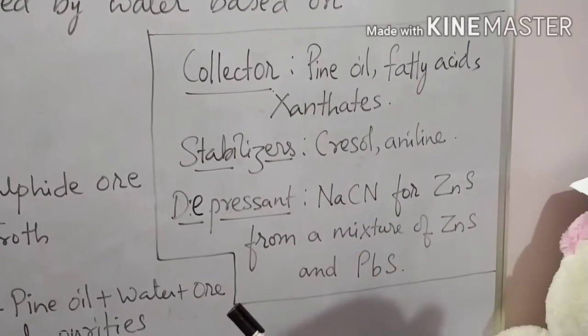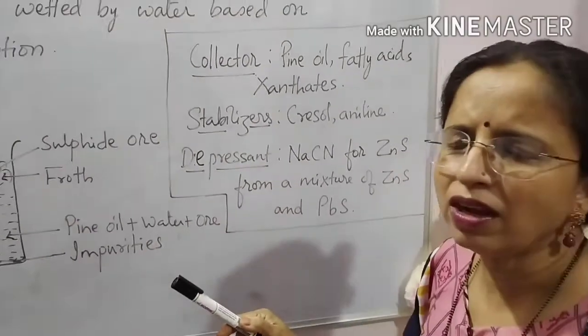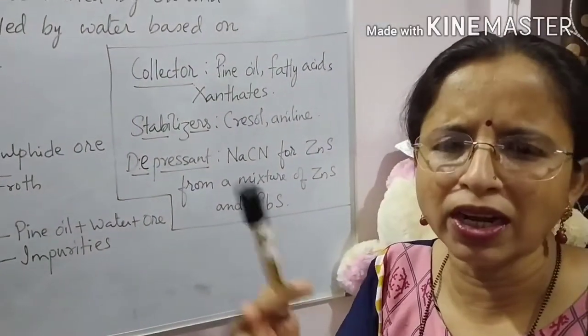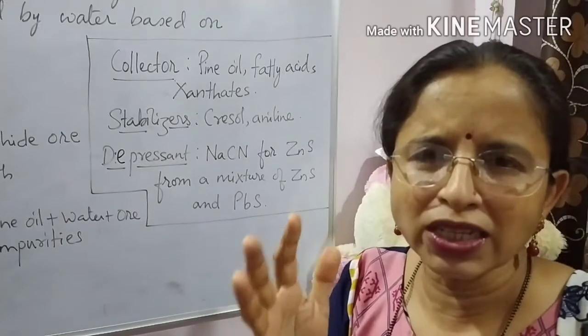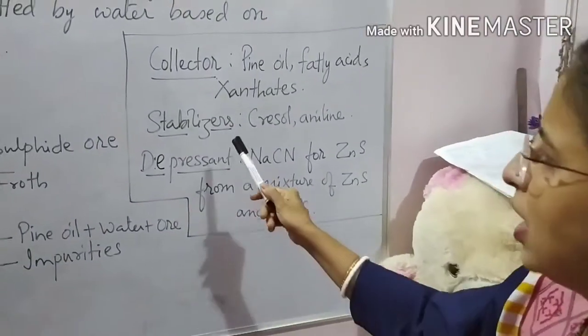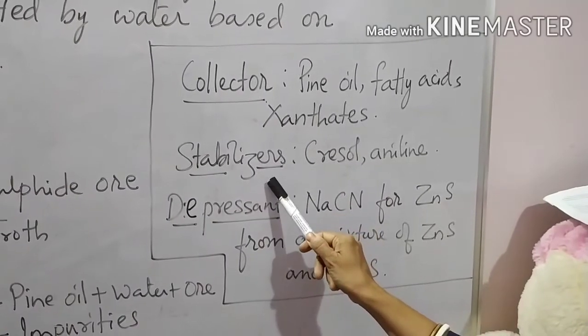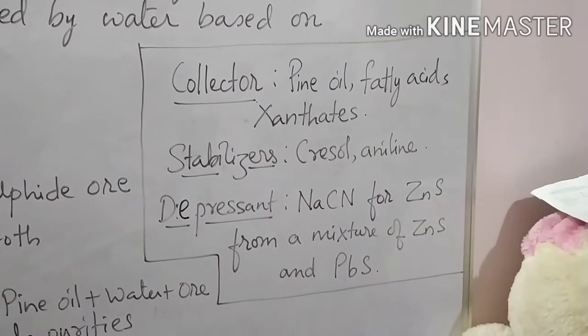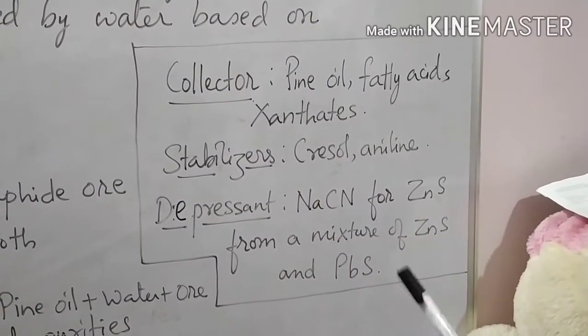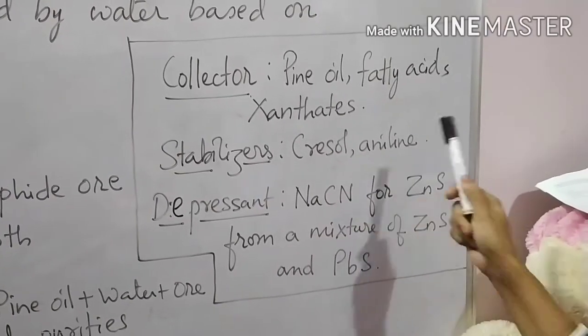Froths are very unstable bubbles, so they may immediately burst. To increase the stability of the froth, stabilizers are used. Stabilizers are chemical substances which increase the stability of the froth, and these are cresol and aniline.